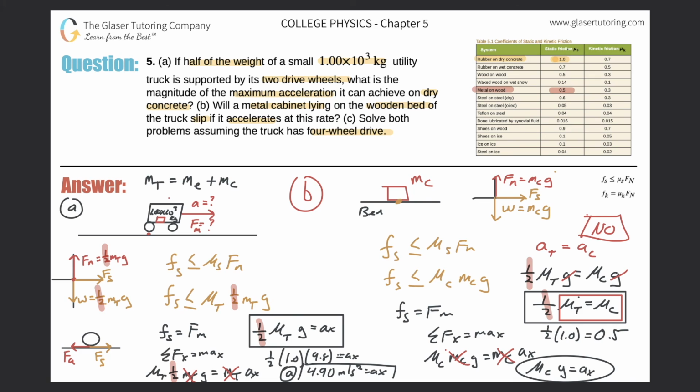And is this the case? Meaning, are the coefficients in both sets equal? Well, no. One is 1 and the other is a half. So if that's not true, then the accelerations of each are not the same. And therefore, when I solve part B the second time, the answer will now be yes. It does slip this time.